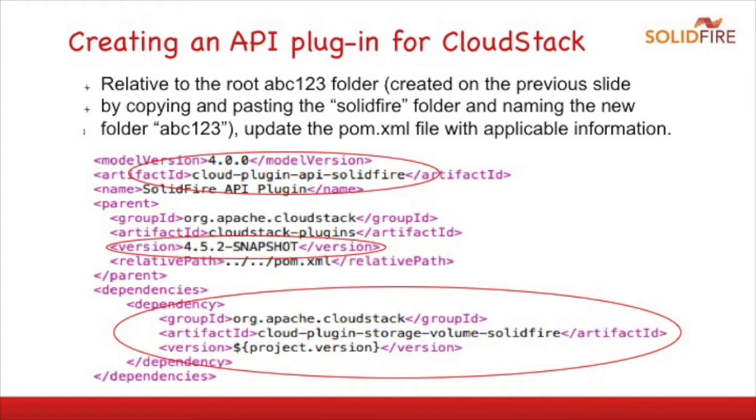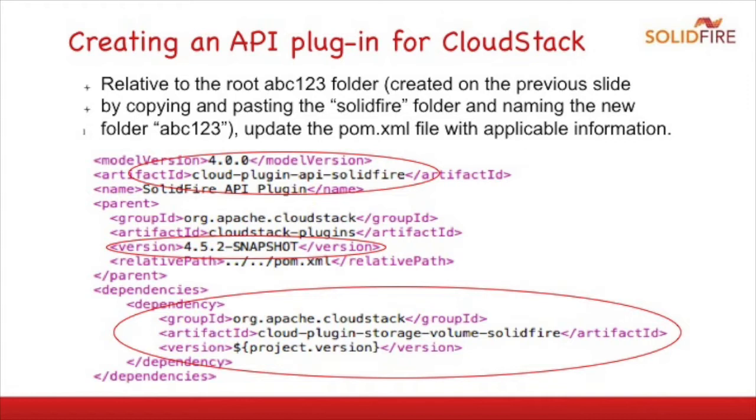So you'd probably want to go in and change that. Maybe at the end it might be API-ABC123 or whatever your project is. You want to give it some name that makes sense for your particular project. And likewise, the name field below, that's just something for your information. So I just have SolidFire API plugin. Maybe you just put in ABC123 API plugin, whatever makes sense there.